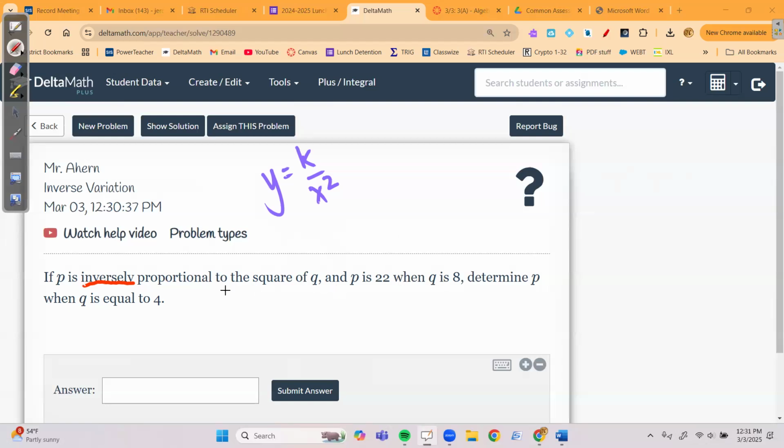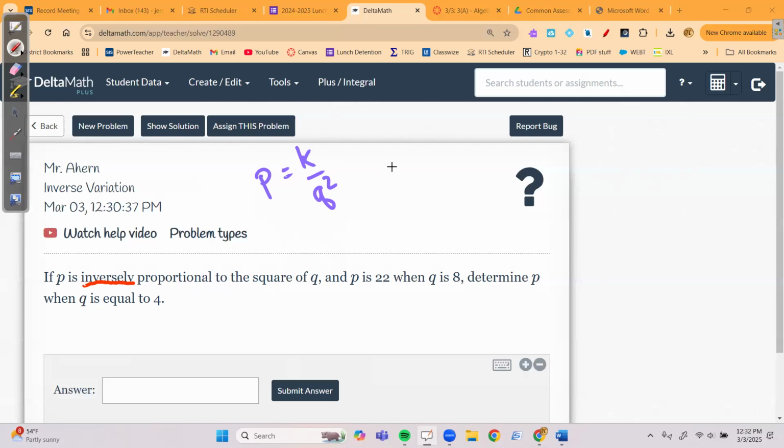By the way, you have to pay attention to the order of things, but it says P is inversely proportional to the square of Q. So that's why it goes like this. And if you'd like to make it a little bit better, you can go like this: P is inversely proportional to the square of Q. So you can use Y's and X's all the time as long as you match them up. It's all good. All right, so they're going to give us one relationship, one pair.